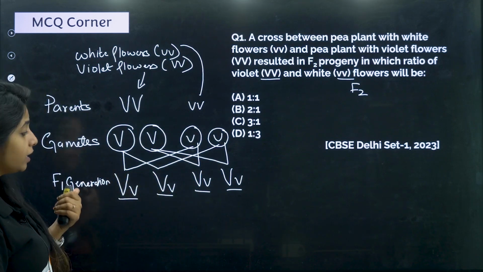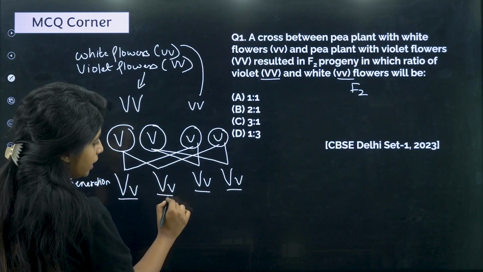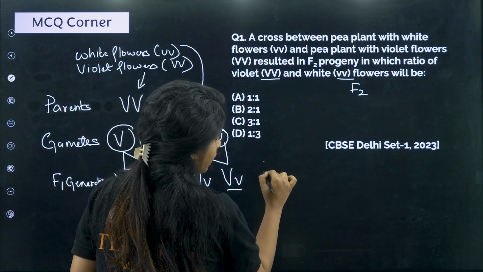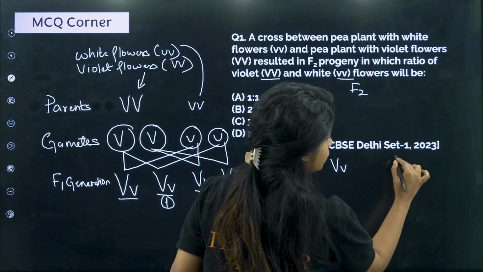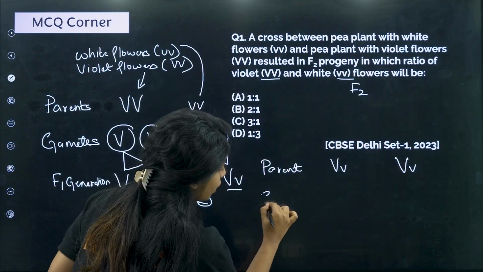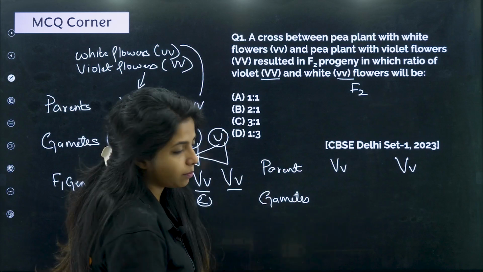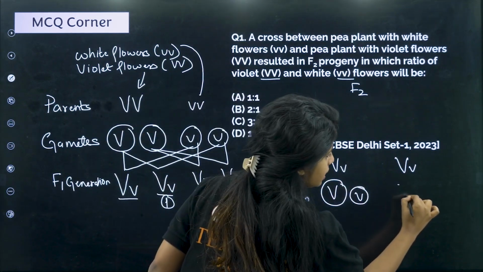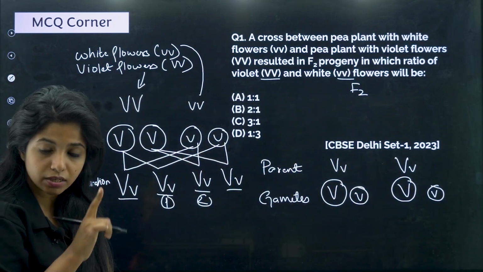Now we are asked for the ratio in the F2 generation. So we take any two of them as the parents. The parent will be capital V, small v, and here also capital V, small v. What about the gametes? Either this can come or this can come, and similarly either this or this. These are the gametes. Always surround them.